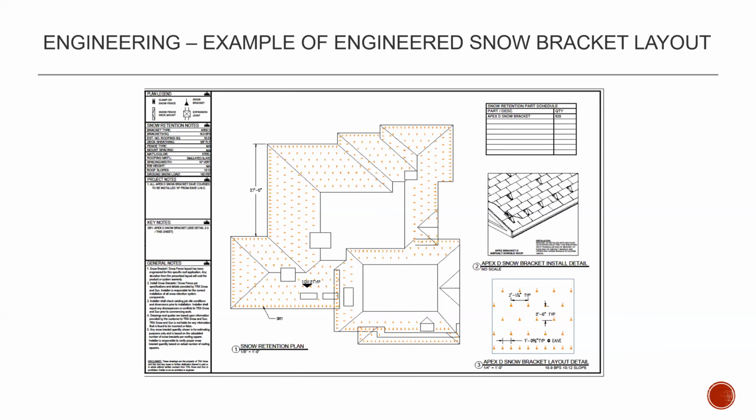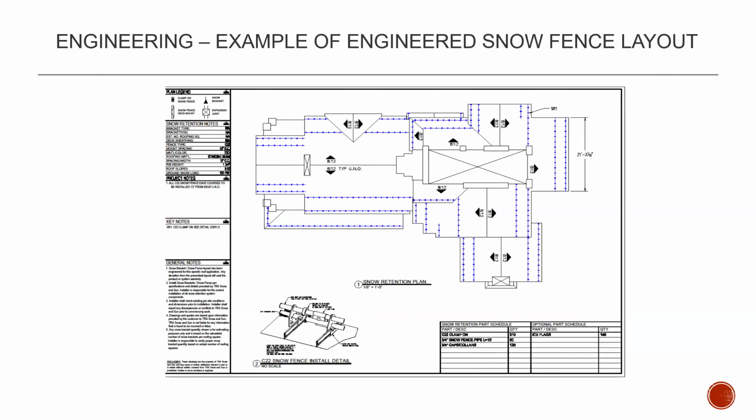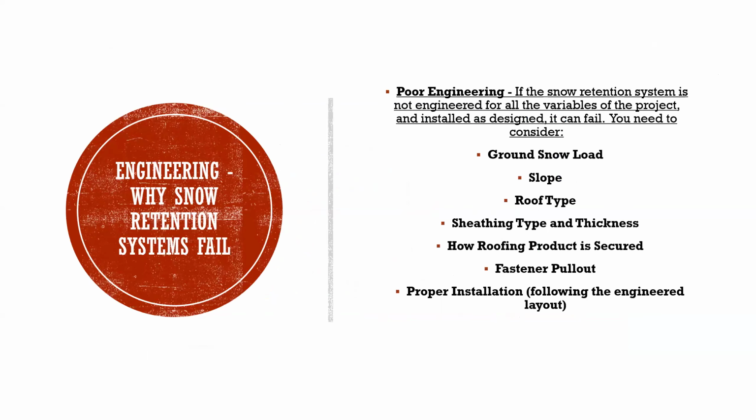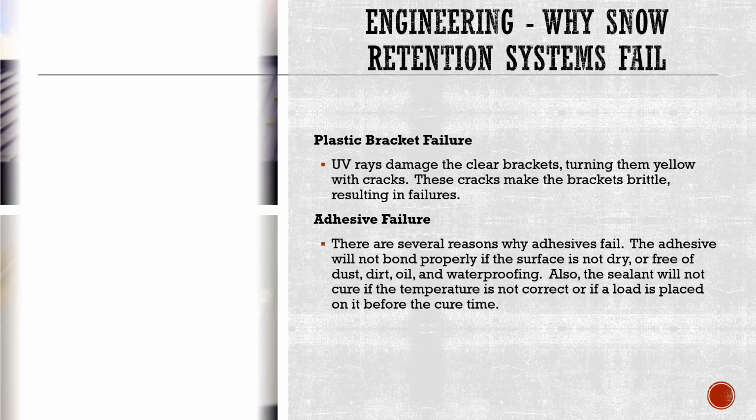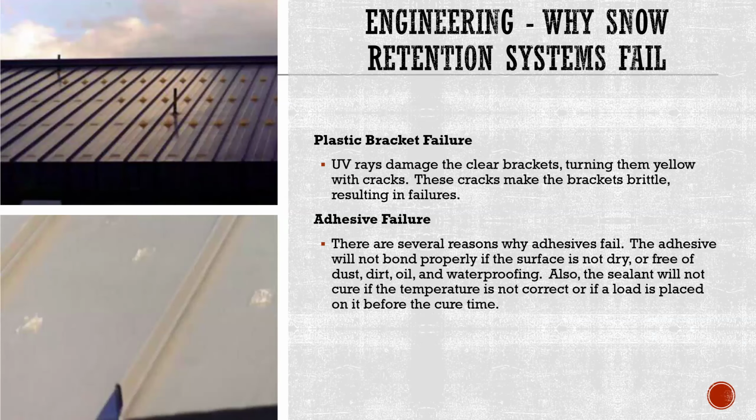So these are just some examples of what a snow bracket layout can look like, what a snow fence layout can look like. But if all of these parts of the system are not taken into consideration, these systems can fail. We're talking about holding back thousands of pounds of snow and relying on the roofing material, relying on the fastener, relying on the seam. So it's very crucial that all of this information is accurate when it's provided to the manufacturer, and that we're not just guessing, allowing some random product to hold back thousands of pounds of snow, such as plastic brackets.